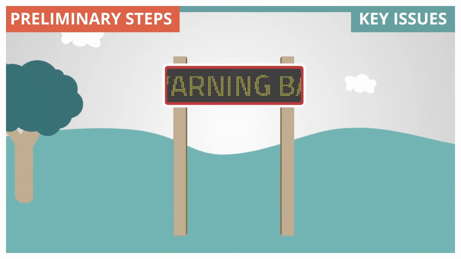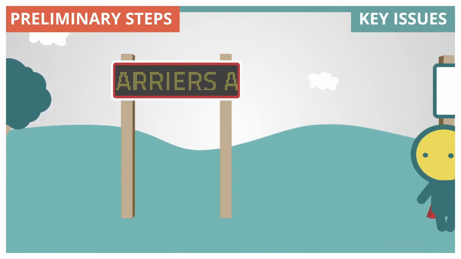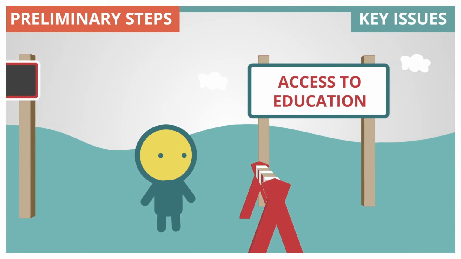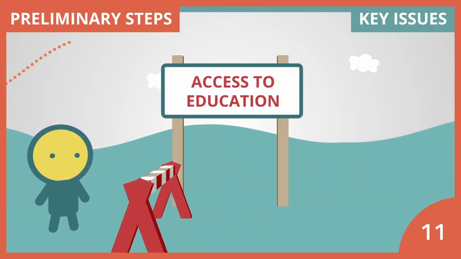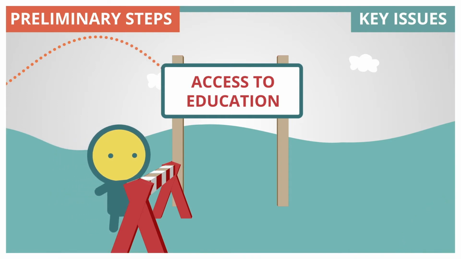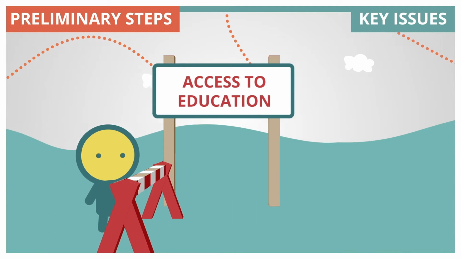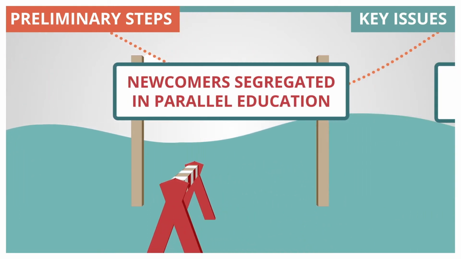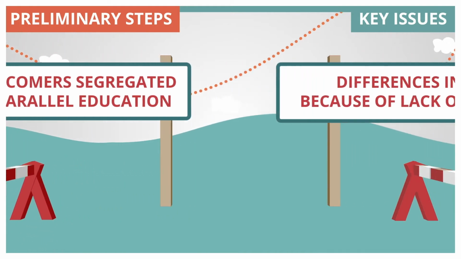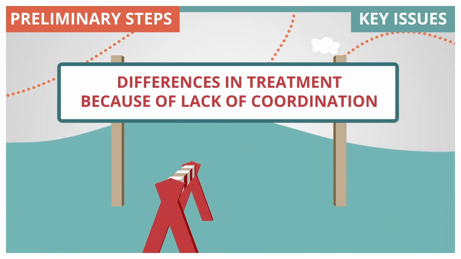Available research shows that the main barriers facing refugees and migrants in education are access to education. That could be hampered by migration policies and asylum procedures. Accessing pre- and post-compulsory education could be challenging. Newcomers might be segregated in parallel education programs. Newly arrived students could face significant differences in treatment across schools because of a lack of coordination.